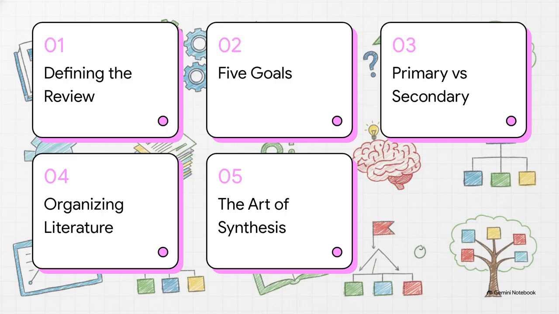To get us there, we've got a fantastic roadmap for today. Think of this as your ultimate blueprint toolkit. We'll hit defining the literature review, the 5 goals of reviewing, primary versus secondary sources, organizing your literature, and finally, the art of synthesis. Okay, let's dive into this.